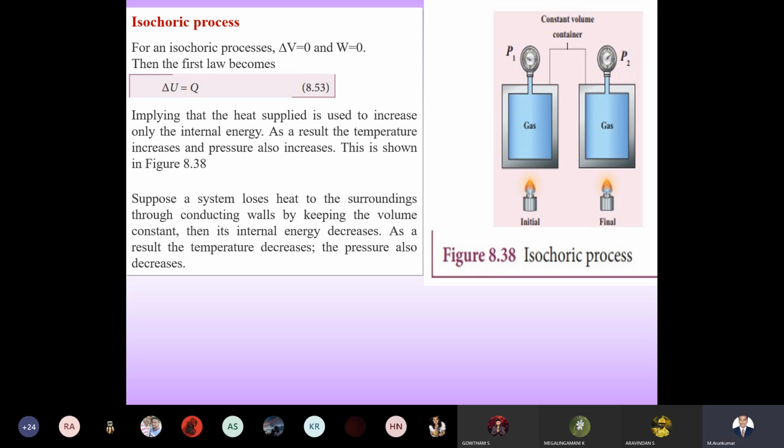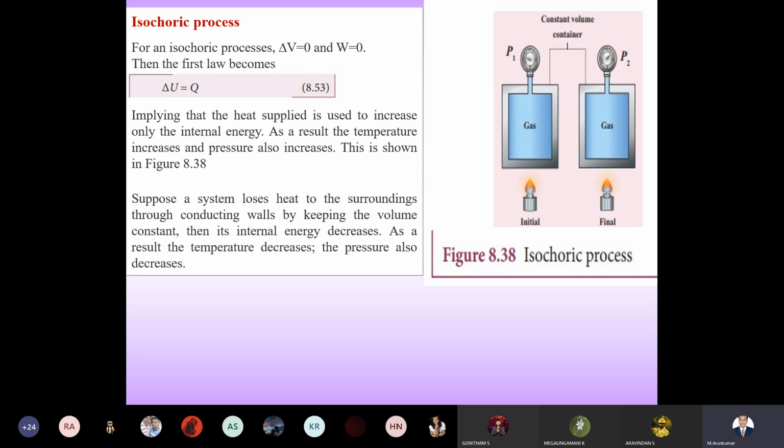Suppose a system loses heat to the surroundings through conducting walls while keeping the volume constant, then its internal energy decreases. As a result, the temperature decreases, and the pressure also decreases. So by using conducting walls and keeping the volume constant, the change in internal energy decreases. If temperature decreases, the pressure also will decrease.